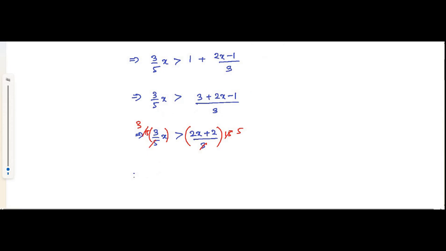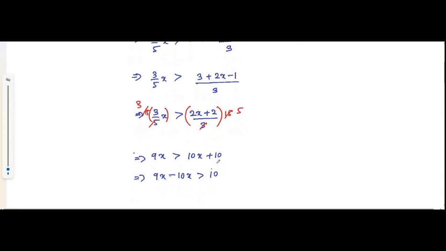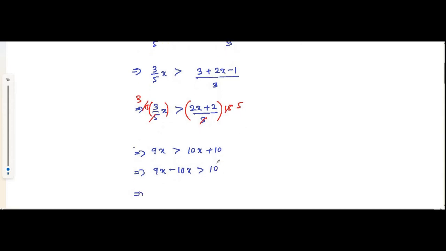That implies 9x is greater than 10x plus 10. 5 multiplied with 2x plus 2, 3 multiplied with 3x. That implies 9x, we take this 10x to the LHS side, it will become minus: 9x minus 10x is greater than 10. That implies minus x is greater than 10.